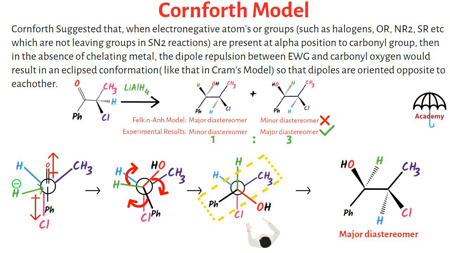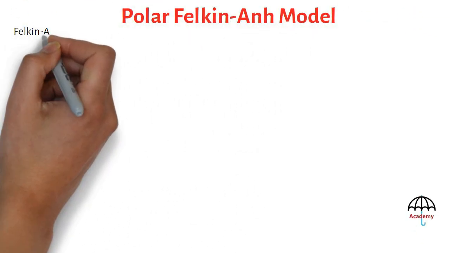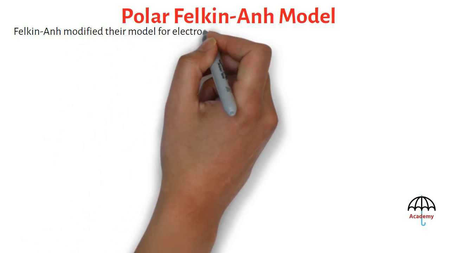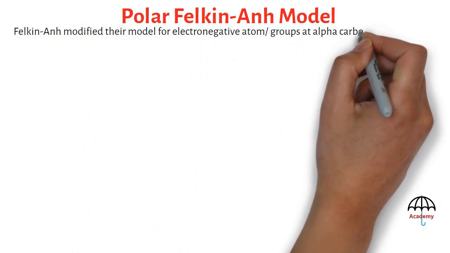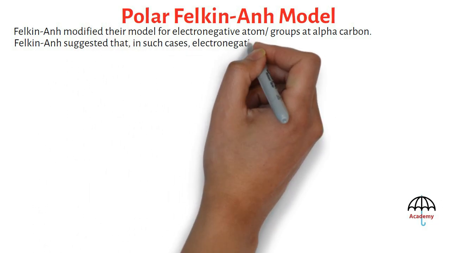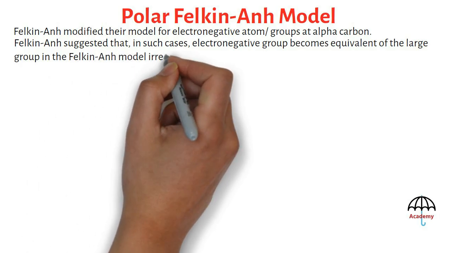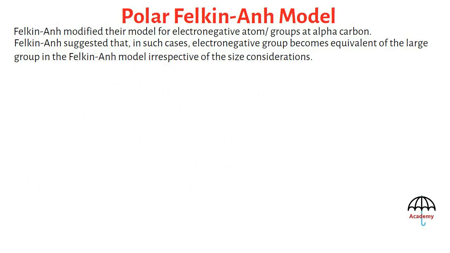However, just like in Cram's model, the reactive conformation used in Cornforth model is having severe eclipsing of alkyl group on carbonyl and electronegative atom or group on alpha carbon. Thus, polar Felkin-Anh model was proposed. Felkin-Anh modified their model for the molecules having electronegative atom or group at alpha carbon. Felkin-Anh suggested that in such cases, electronegative atom or group becomes equivalent of the large group in the Felkin-Anh model, irrespective of the size considerations.